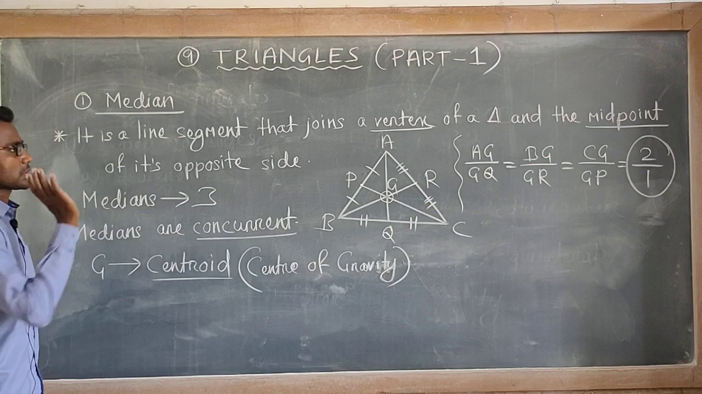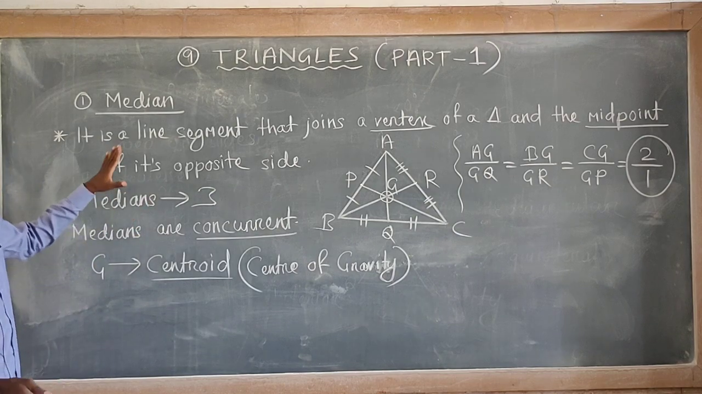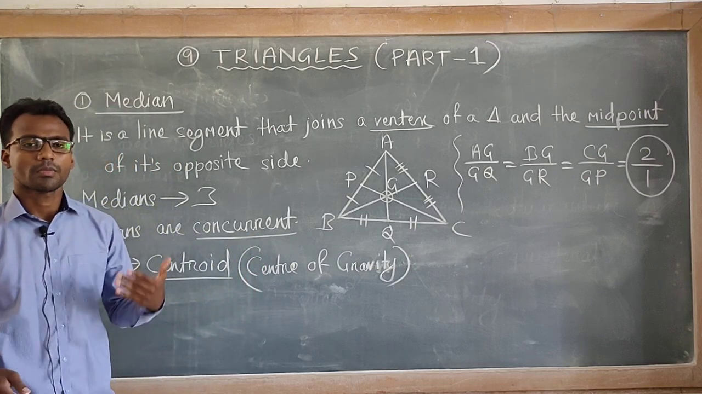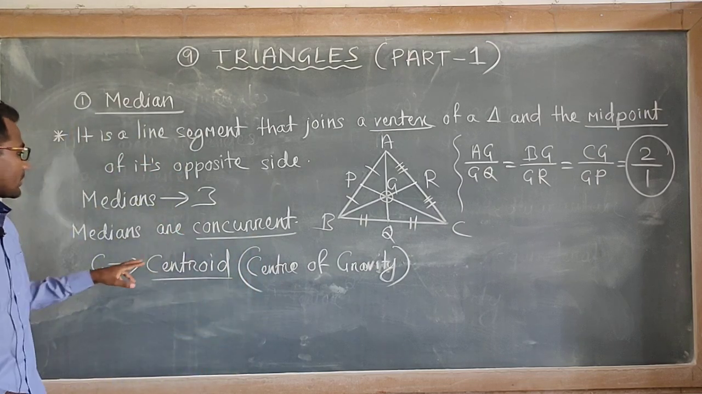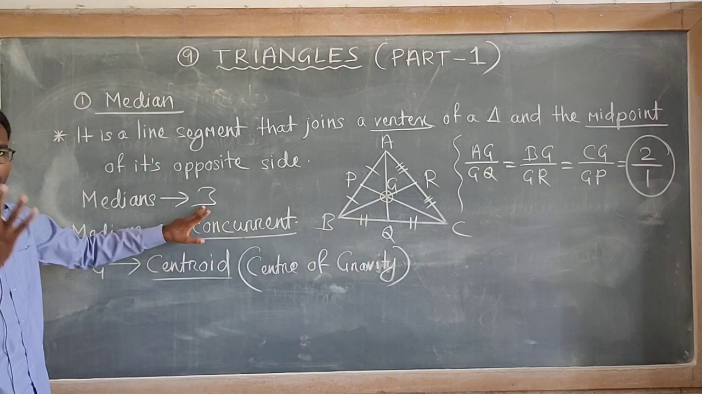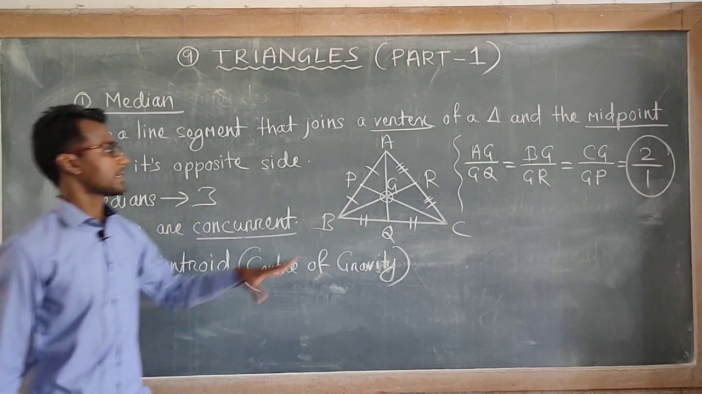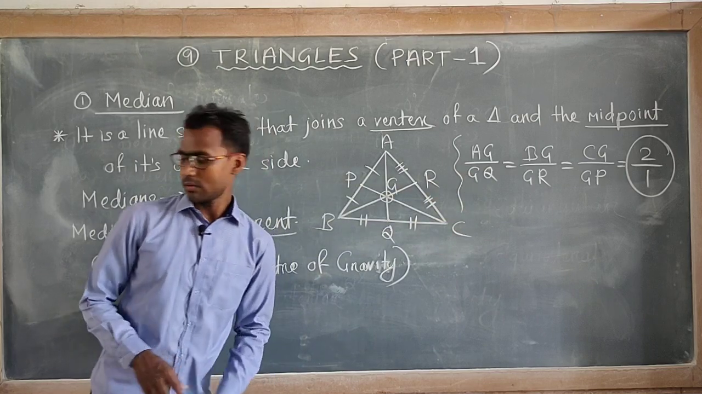So median is over. Medians are the line segments that join a vertex of a triangle to the midpoint of the opposite side. They are concurrent. There are 3 medians. The point of intersection is called centroid. It divides each median in the ratio 2:1.